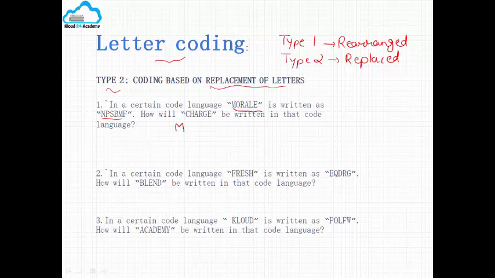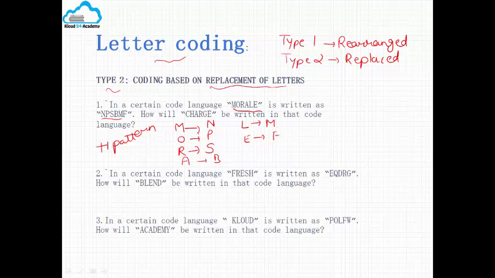So M is replaced by alphabet N. O is replaced by alphabet P. R is replaced by alphabet S. Friends, try to find out the pattern here. A is replaced by alphabet B. L is replaced by alphabet M. E is replaced by alphabet F. The pattern here is +1. That is, the letters are replaced by the following letter, just immediately following those letters.